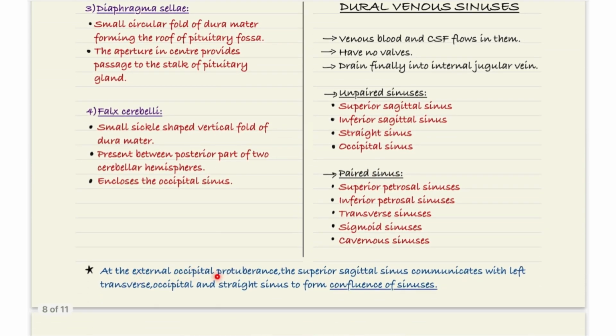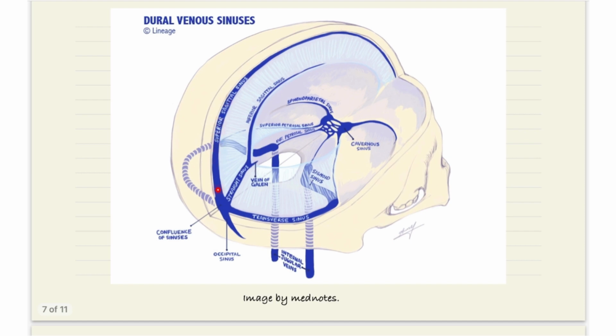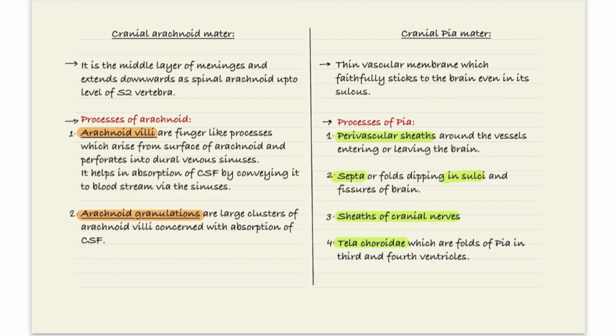At the external occipital protuberance, the superior sagittal sinus communicates with the left transverse, occipital and the straight sinus. So what they are saying, the superior sagittal sinus at a point here communicates with the left transverse, the straight sinus and the occipital sinus. So this point is known as the confluence of sinuses. So this was all about the cranial dura mater.